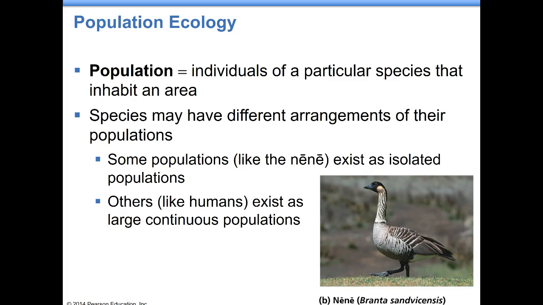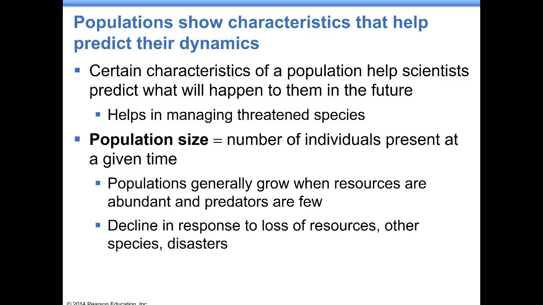So that's been something that's good, but it kind of explains how you can get this isolated species. When we think of other species like humans, we exist as large continuous populations. And because we have the ability to use technology and to build and to think and create tools, we tend to overtake an area more than other species do. So populations will show characteristics that help predict their dynamics. And what that means is that there are certain characteristics of a population that are going to help scientists predict what will happen to them in the future.